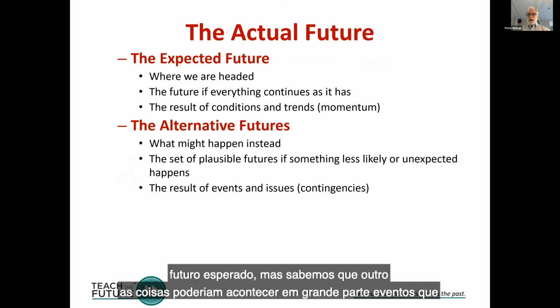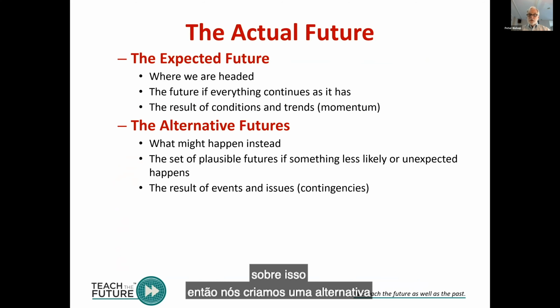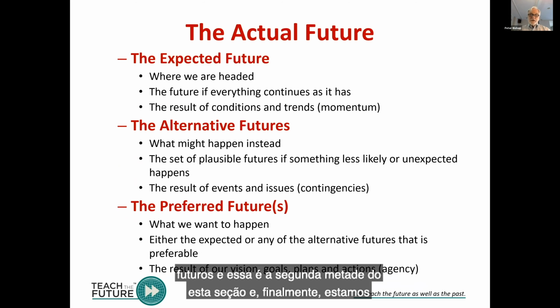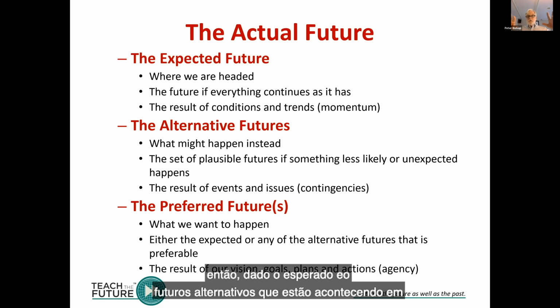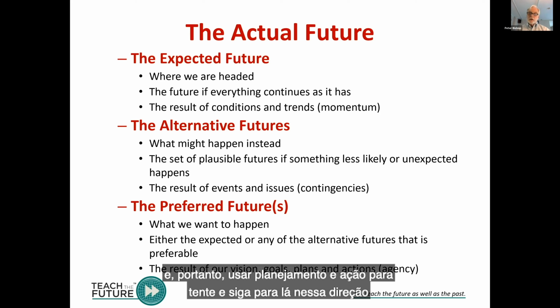But we know that other things could happen, largely events. We may have assumptions that are incorrect, and therefore we can't say anything about it. So we come up with then alternative futures, and that's the second half of this section. And then finally, we are allowed to say, yes, but this is what we want to see happen, not what the world will give us, but this is something that we would like to help create ourselves. So given the expected and the alternative futures that are going on in the world, we say, we want to head more in this direction, and therefore use planning and action to try and head in that direction.